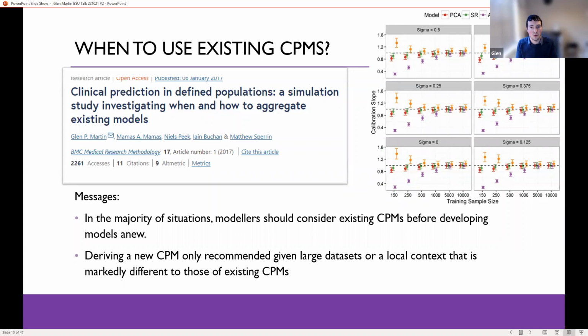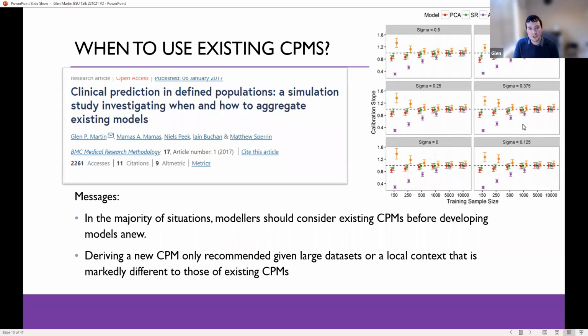So we designed a simulation study such that we mimicked a situation where we had multiple different countries, say, where each of those countries develop a prediction model. And then we had a new country that wanted to say, well, can I either develop a new model from scratch or utilize those existing models, using a variety of different aggregation techniques.